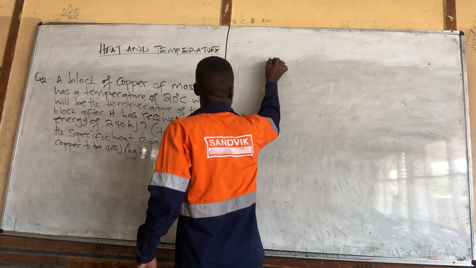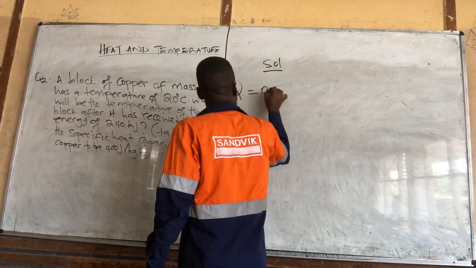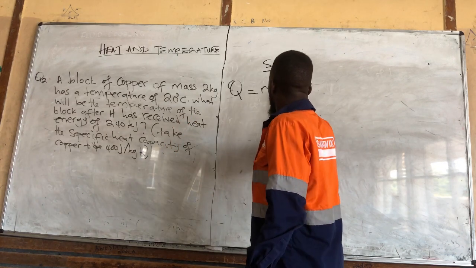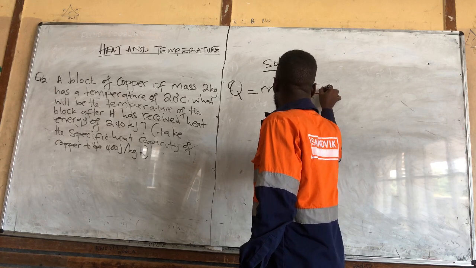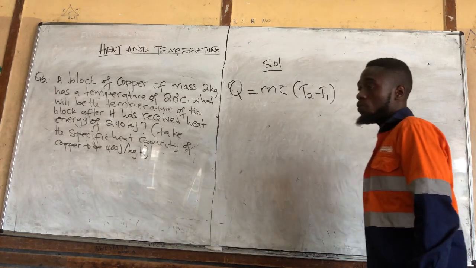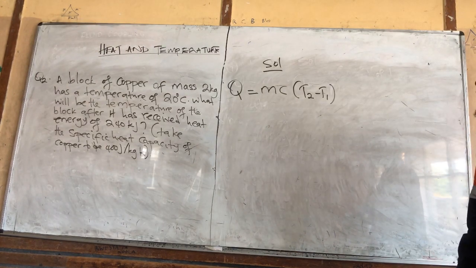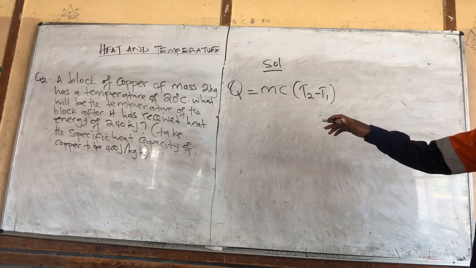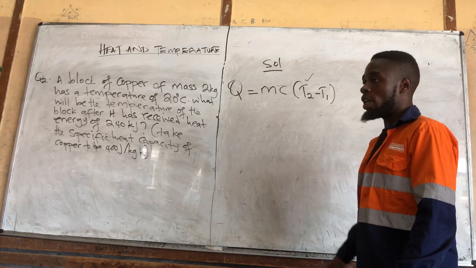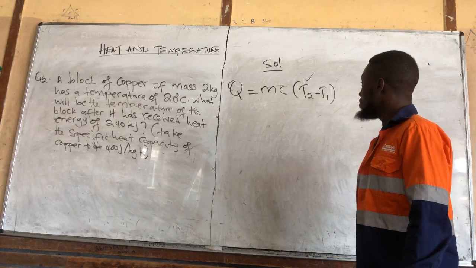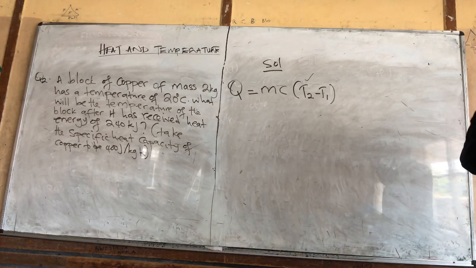The formula for sensible heat, which is Q equals mass multiplied by the specific heat capacity multiplied by the change in temperature, T1 minus T2. We know this formula. In this question, they want us to find the temperature of the block after, so they want T2. So we look for a way of making T2 the subject of the formula. How do we make T2 the subject of the formula then?